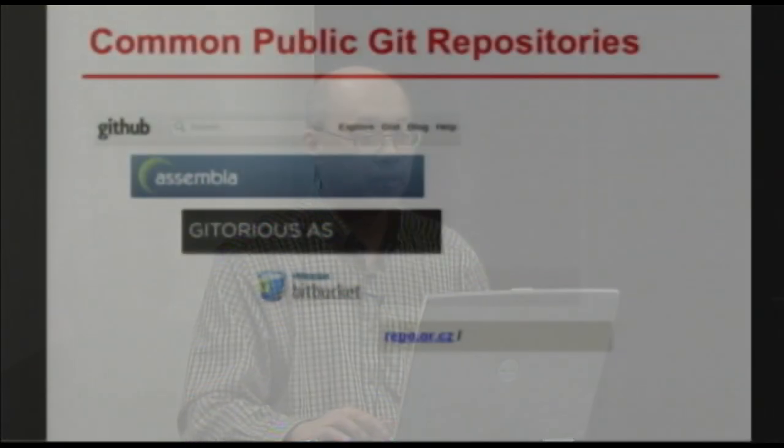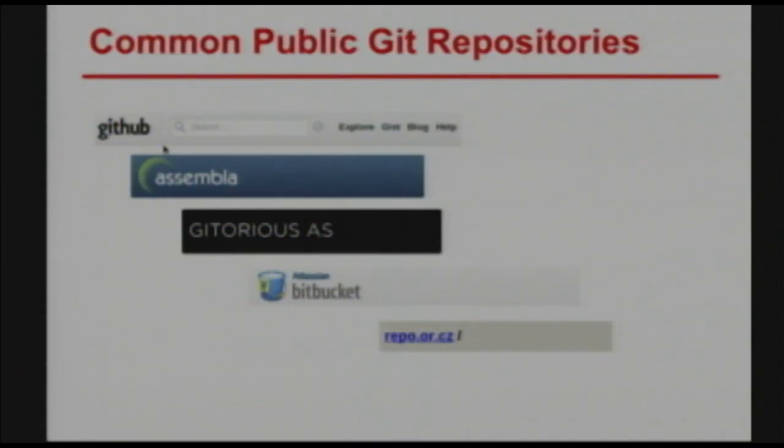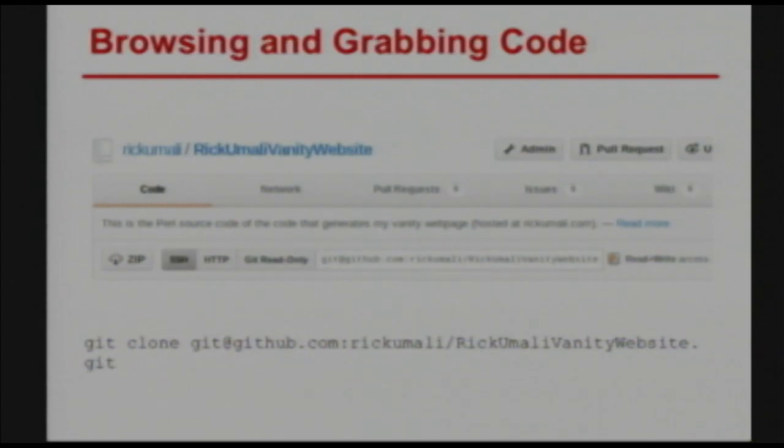And conversely, you can browse public repositories for interesting code that you may want to use or examine. Here are some very common public repositories, GitHub being the first one. I've used these first three. I have not used Bitbucket or the repo one. But basically, you can take your repository and upload it someplace to share it. And conversely, you can go to a public repository, browse around for code, and download it for yourself, like we're going to do in this slide.